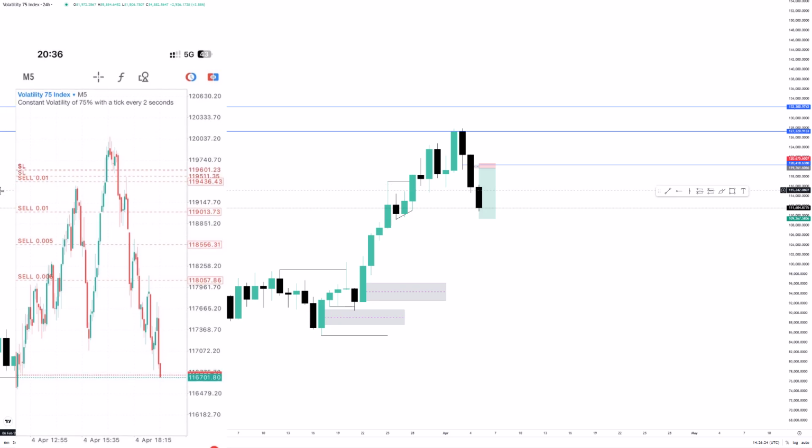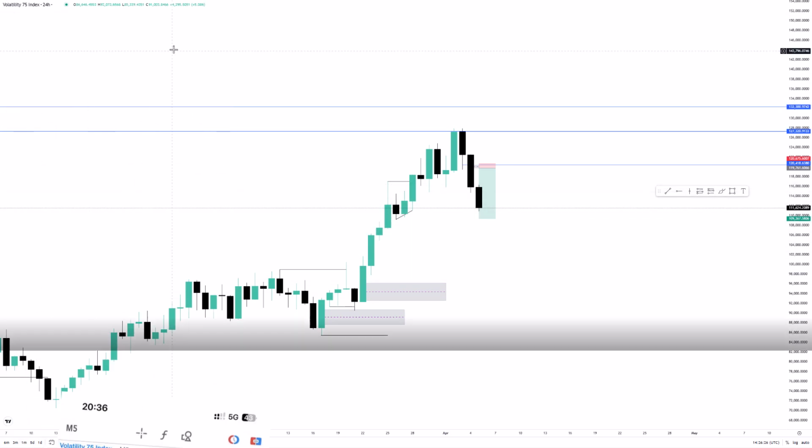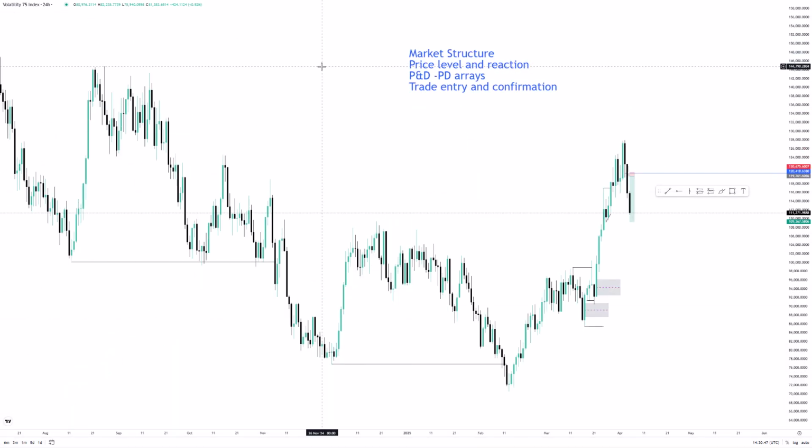So let's get to how I do it. These are the 4 things I did to analyze the pair to give me that maximum result I got. So the first thing I did was I analyzed the market structure on the daily, on the 4 hours, as well as the 15 minutes time frame.